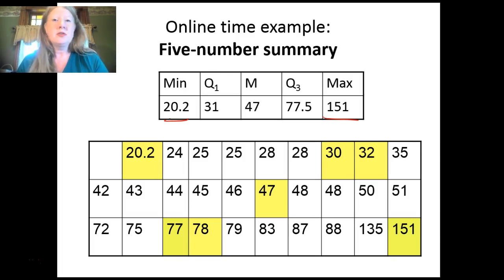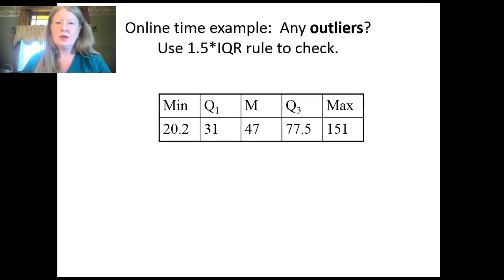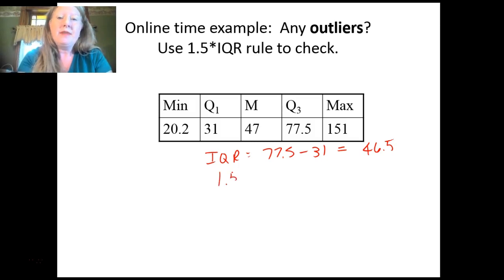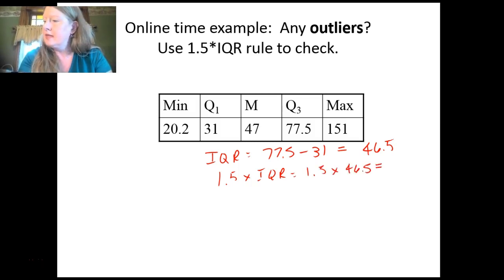And then I asked you to think about whether you have any outliers and what the box plot is going to look like. So do we have any outliers? What is the first thing you would do? Find the IQR. That would be 77.5 minus 31, which gives us 46.5. And then we find 1.5 times the IQR. That's going to give us about 69.75.